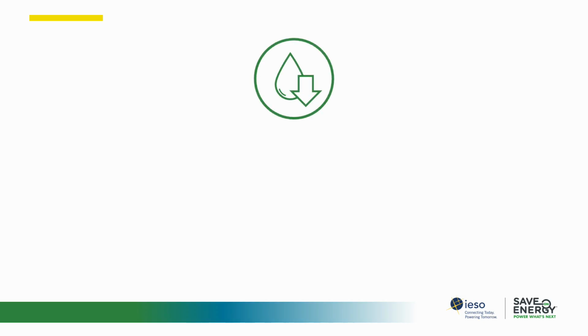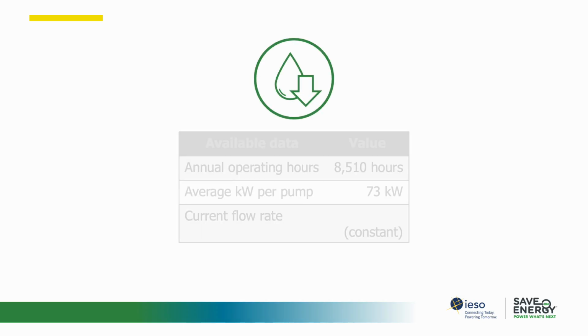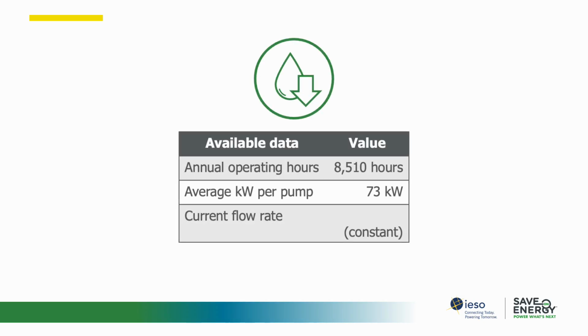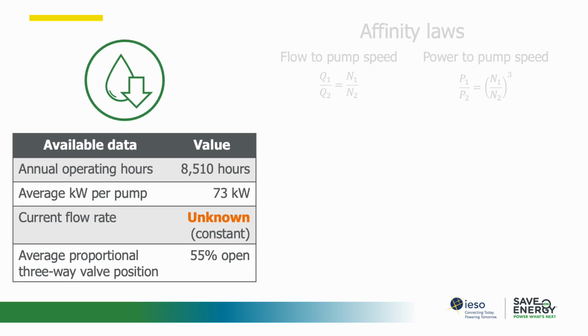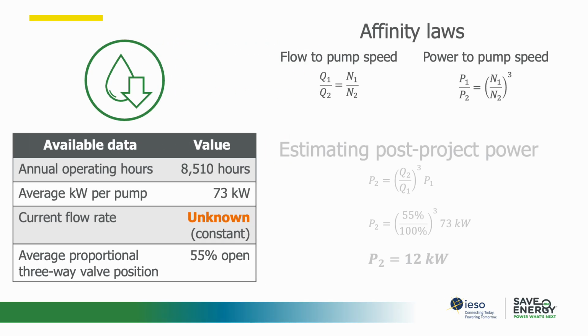Calculating the future flow requirement from the process heat load using first principles or other methods would help, but it doesn't give us the full picture because we don't know the current flow rate. A simpler approach is to use the valve position data mentioned above as an indicator of the percentage of current flow required by the process. For example, if the valve position is 55% open, this indicates that the flow can be reduced by 45%. We can then use the affinity laws to estimate the post-project power from the percentage flow reduction.